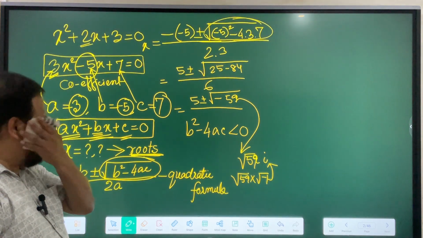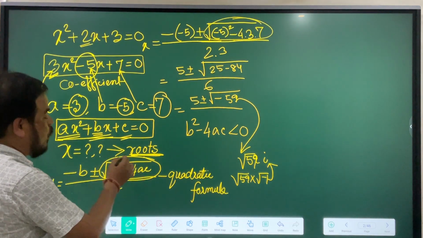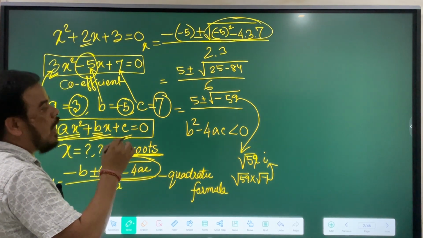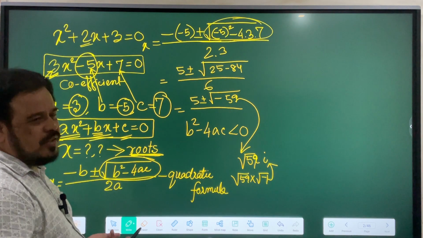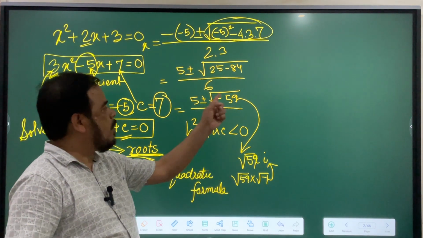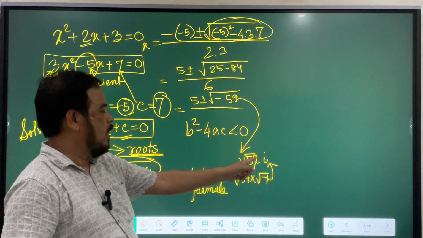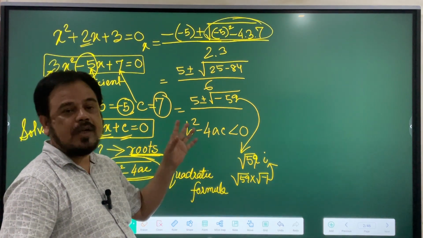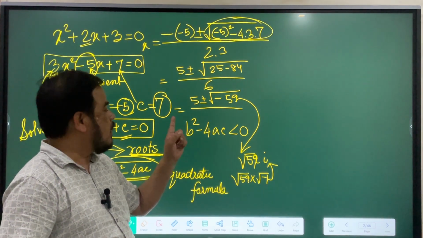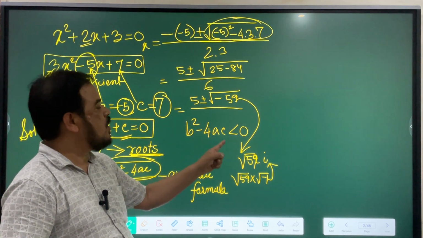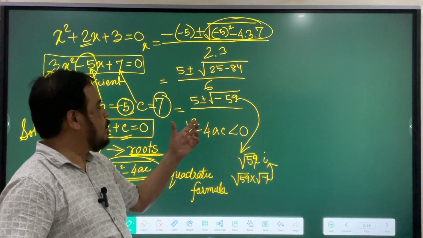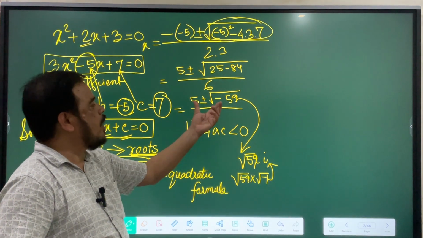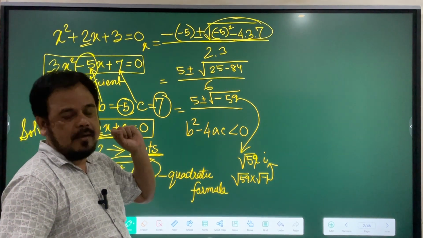So whenever we get b square minus 4ac, this calculation less than 0, then only that will be a complex number or imaginary number, because i will be there. Whenever you get a negative number under the root, we will get i. So what is the condition to get i, or what is the condition to get an imaginary number? The condition is that b square minus 4ac is smaller than 0. If b square minus 4ac is greater than or equal to 0, then we will never get a negative number here.